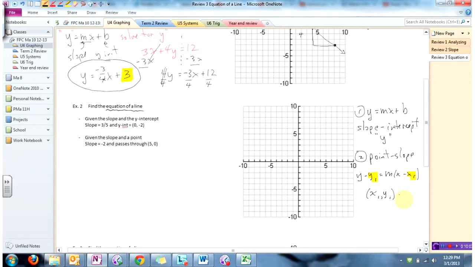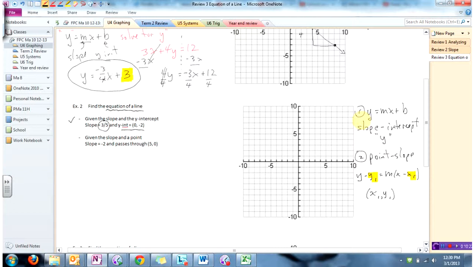Let's give it a try. Let's start with this first example here. You're given a slope of 3/5 and the y-intercept of -2. So what equation do you think you would use over here if you know the y-intercept and the slope?